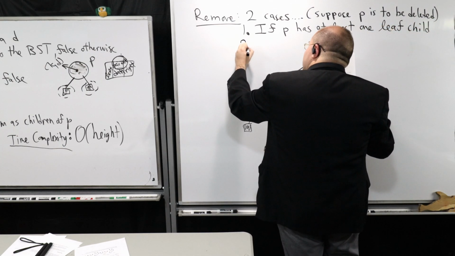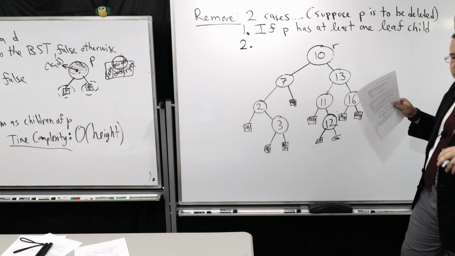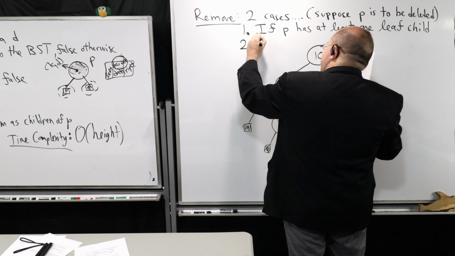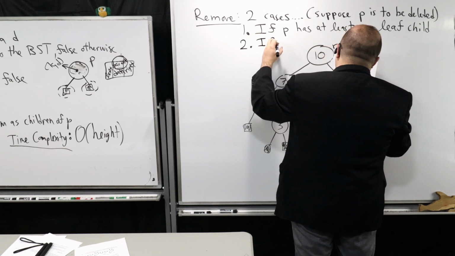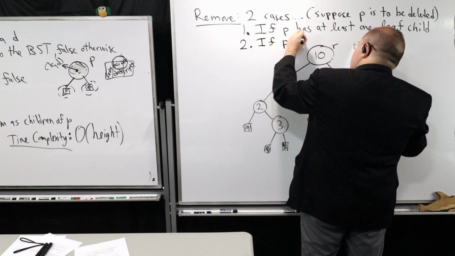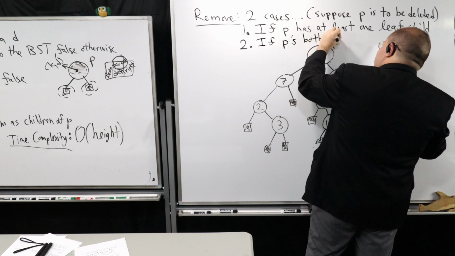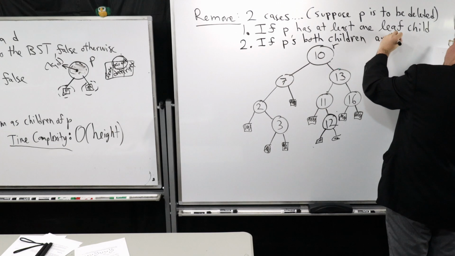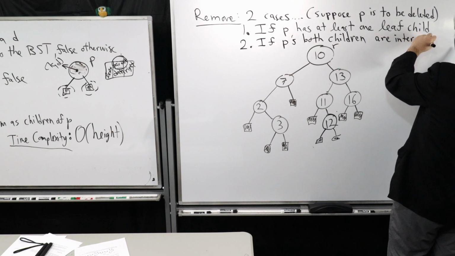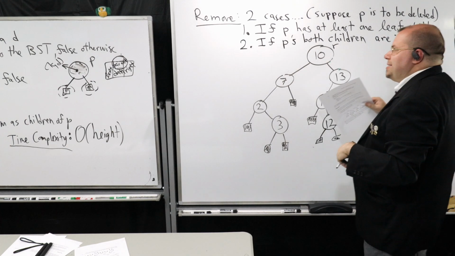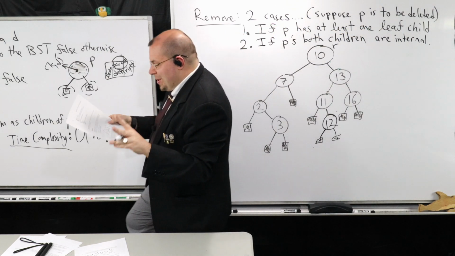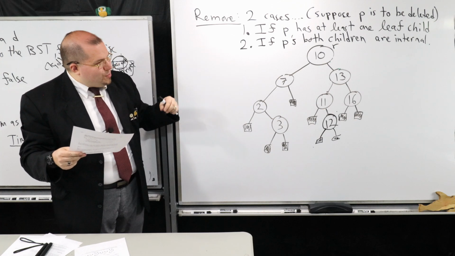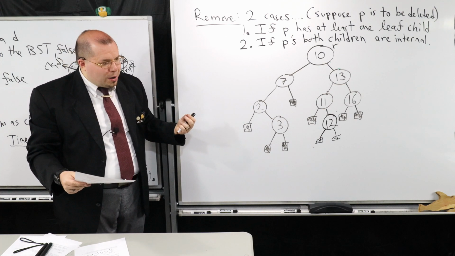The other possibility, and this is the only other possibility that could happen, is that both of its children are internal nodes. If both of P's children are internal. So there are two possibilities. We see that we can do these easy removals in case 1. In case 2, it seems like we have to do a bit more work.